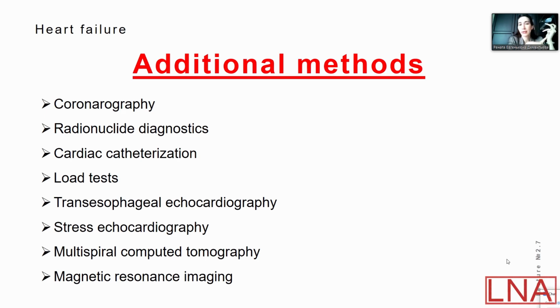Radionuclide diagnostics of the heart, MRI with contrast. Cardiac catheterization, test with the load. Transesophageal echocardiography, indicated when visualization through transthoracic echocardiography is not good enough. Stress echocardiography with dobutamine, with stimulation of the sympathetic adrenal system. Multispiral computed tomography in case of determining some problem with coronary arteries. Magnetic resonance imaging with or without contrast. Spiral computed tomography with contrast or another contrast, as additional methods.